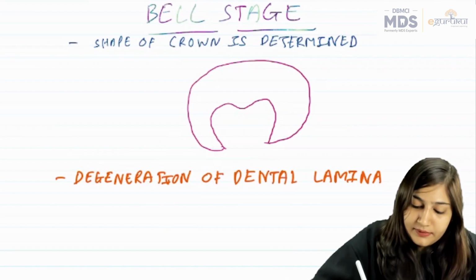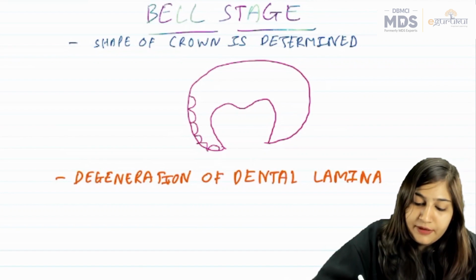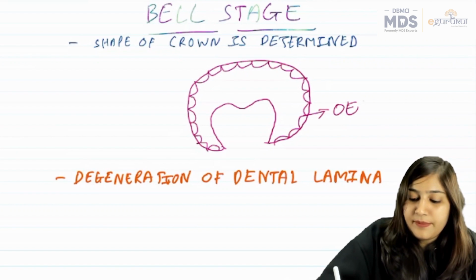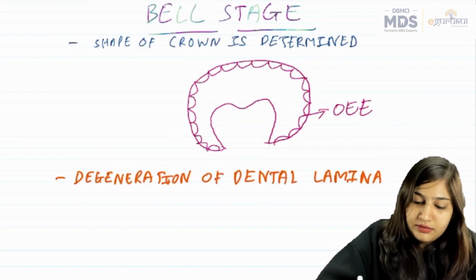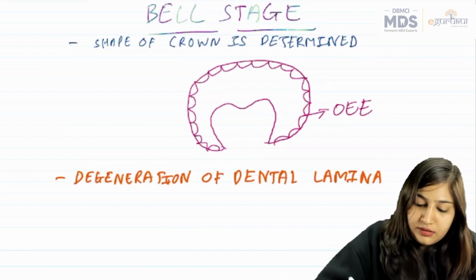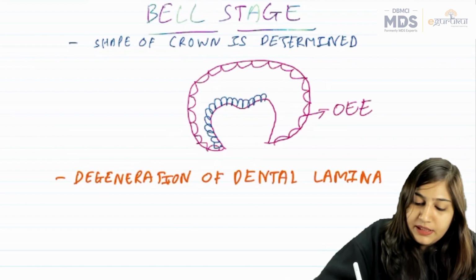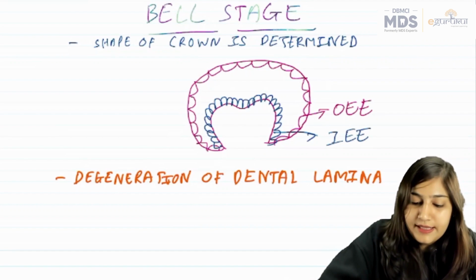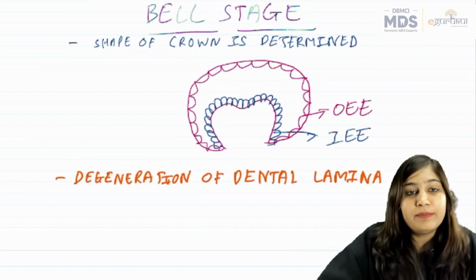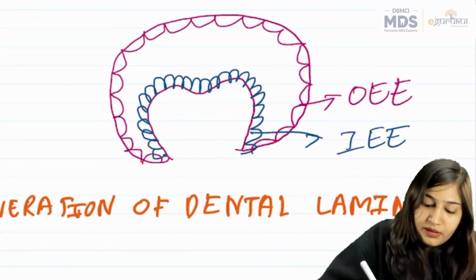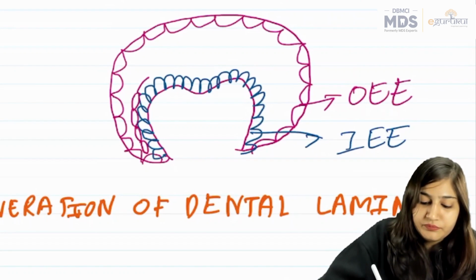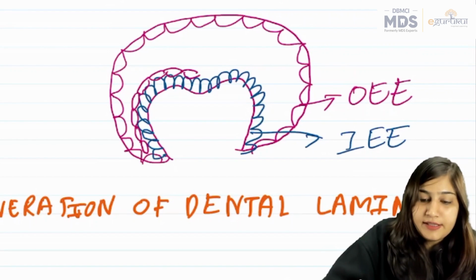So the cells present: cuboidal cells surrounding the periphery are outer enamel epithelium, columnar cells near the basement membrane are inner enamel epithelium, and flattened cells above the inner enamel epithelium. Here you can see the flattened cells.